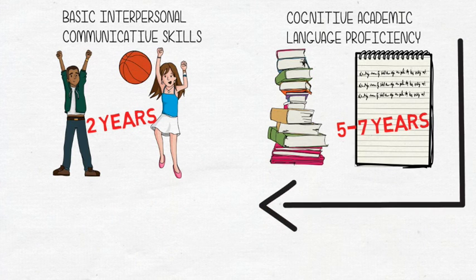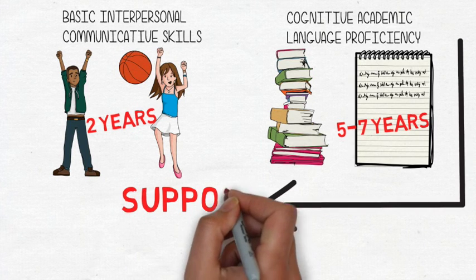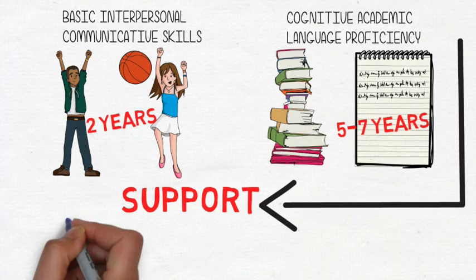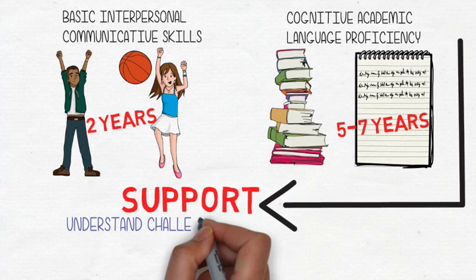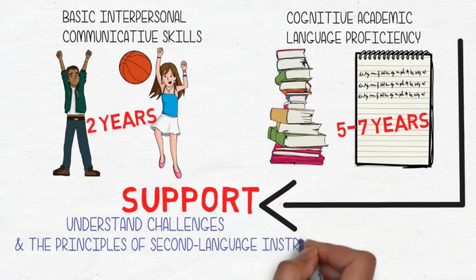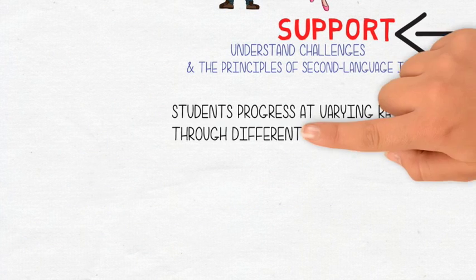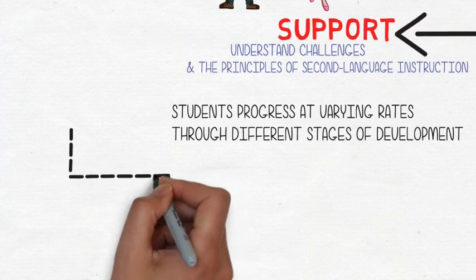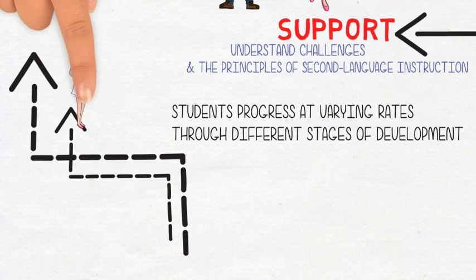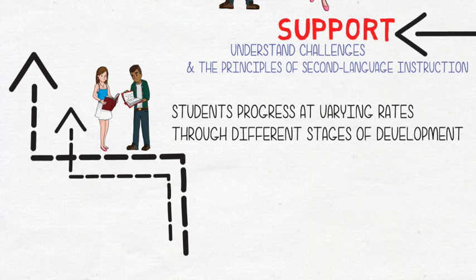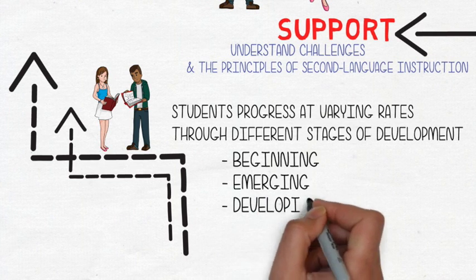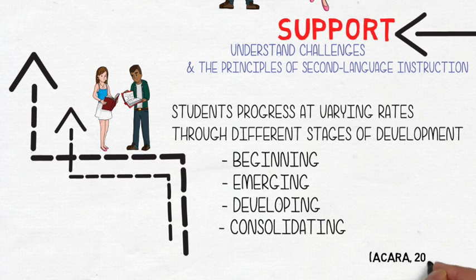As such, it is clear that our EAL students need a lot of support to ensure their language learning needs are met. To provide this support, we must understand the challenges our learners face and the principles of good second language instruction. First of all, we need to remember that students progress at varying rates through different stages of language development, depending on their prior schooling experiences. These include the beginning, emerging, developing, and consolidating stages of language acquisition.